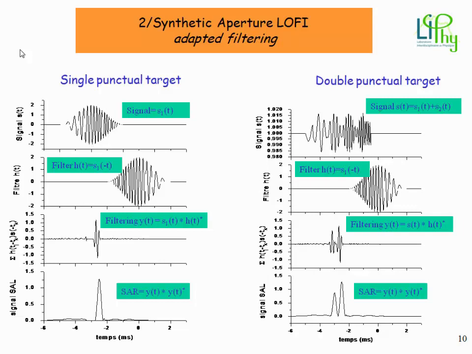And now for a double punctual target composed of two individual reflectors, the time evolution of the reflected signal is much more complicated. But by using the same adapted filter, we finally obtain the synthetic aperture signal, which is shown here, where the two reflectors are now clearly resolved.